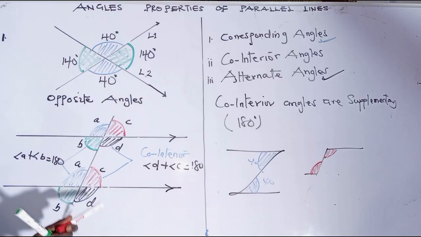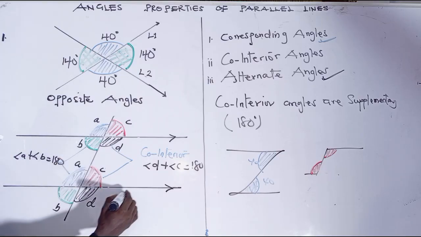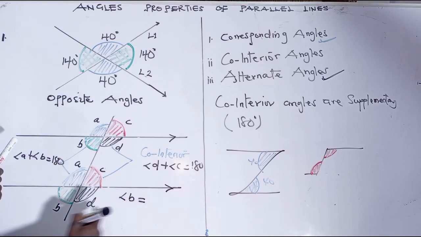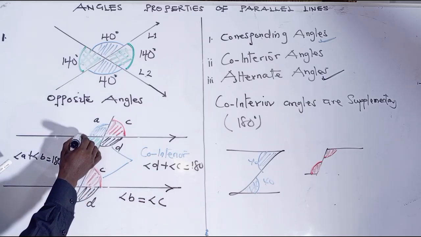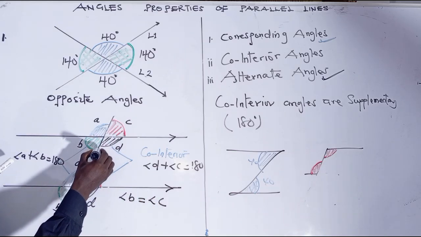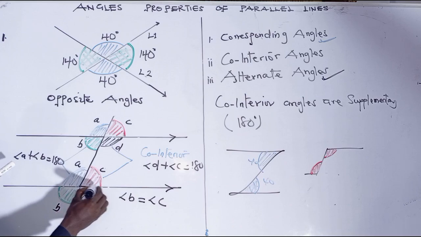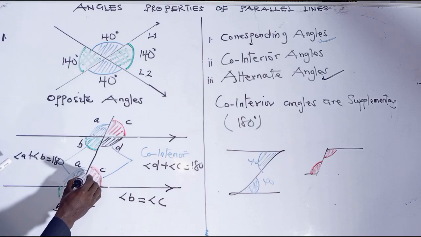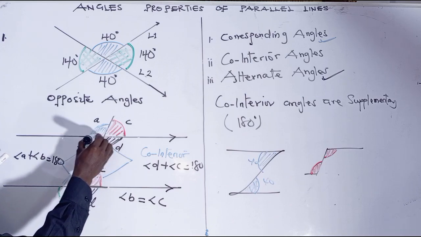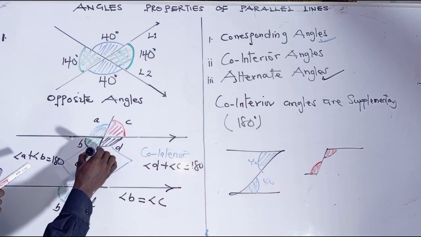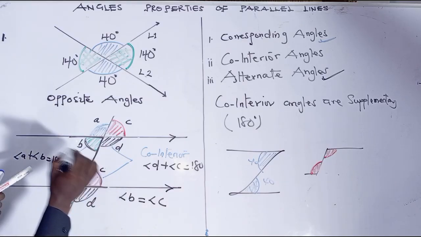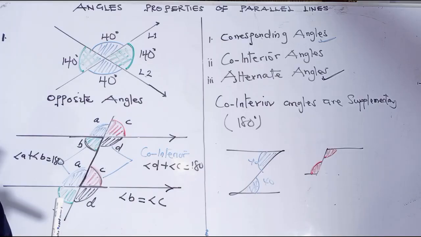So you can say that angle B is equal to what? Angle C. That is the alternate. It looks like what? A Z. I believe you can see it. You can see the Z shape. So that is the Z shape formed from the alternate angle. So this angle is equal to this angle. That is the alternate angle concept.